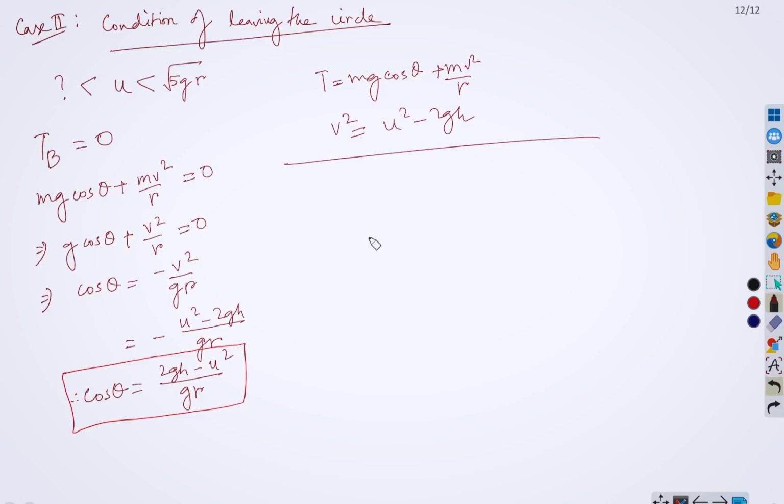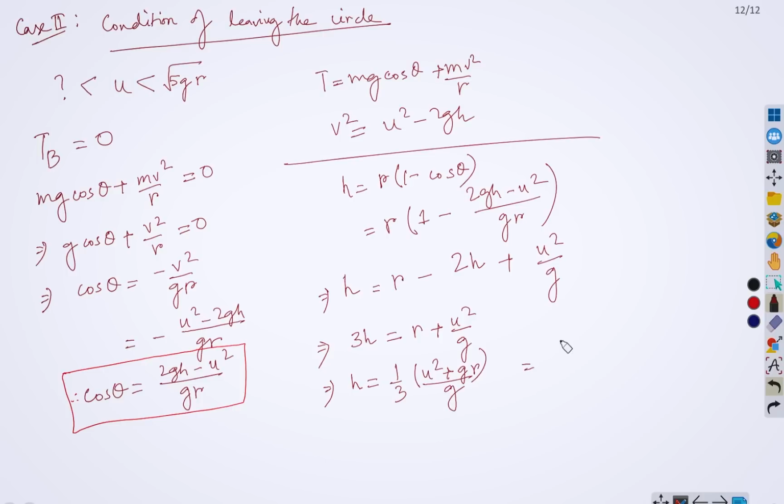Yes, from equation 1 it will come, right? Our equation 1 was something like this: h equals r1 minus cosine theta. Yes? So now we are going to substitute this value here. R1 minus, we have our cosine theta as (2gh minus u square) by gr, or you can write this in this way. I am just simplifying it, that's all. So you obtain our h as (u square plus gr) by 3g.